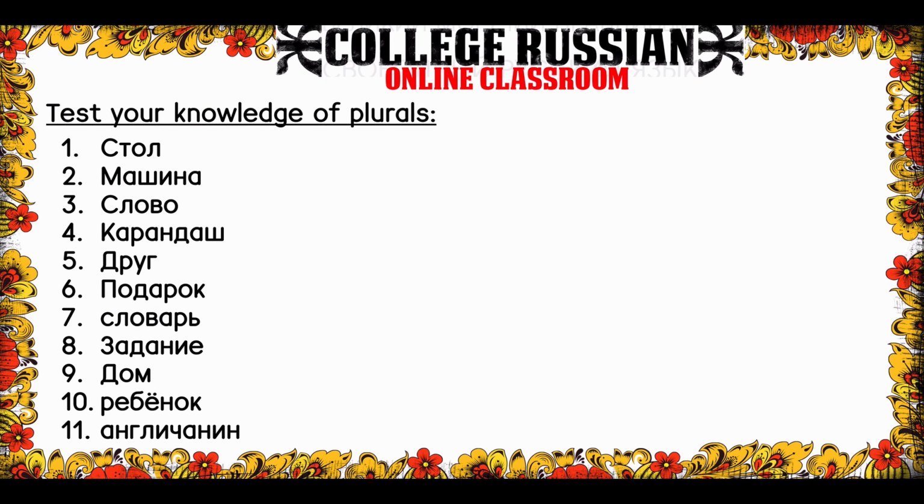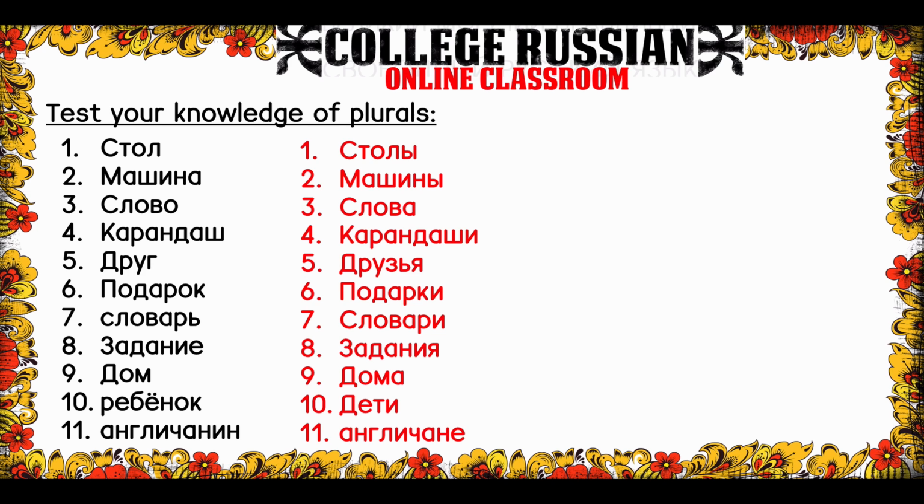So here we go. If you've got that worksheet and you've gone through it, then this is going to be a great little review for you. So what I want you to do is pause the screen and do a little test. See how well you know plurals. Some of these are going to be irregular, some of these are neuter, and you're going to have to apply all the different plural rules that you've learned so far. So pause the screen, I'm about to show you the answers. And then we're going to go through and explain why you got that plural on each of these words. So here's the answers. Столы, машины, слова, карандаши, друзья, подарки, словари, задания, дома, дети, англичане.